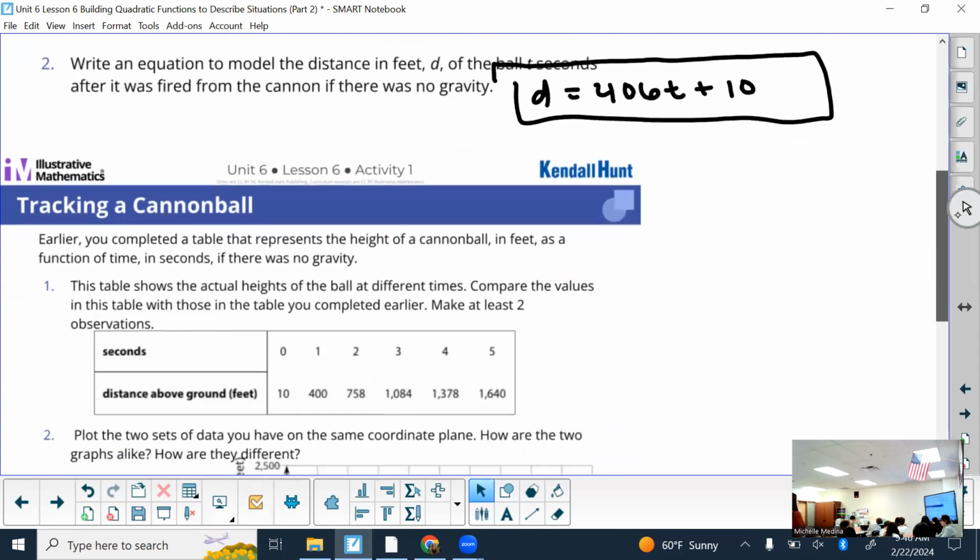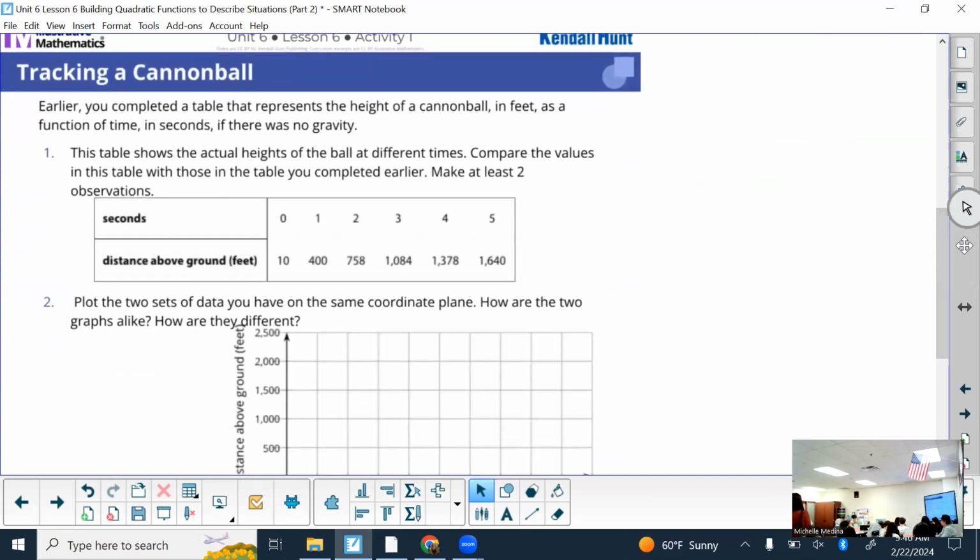But moving forward. So earlier you completed a table that represents the height of a cannonball in feet as a function of time in seconds if there was no gravity. This table shows the actual heights of the ball at different times. So sometimes our actual and our predicted can vary. These are supposedly our actual. Compare the values in this table with those values that you saw earlier.